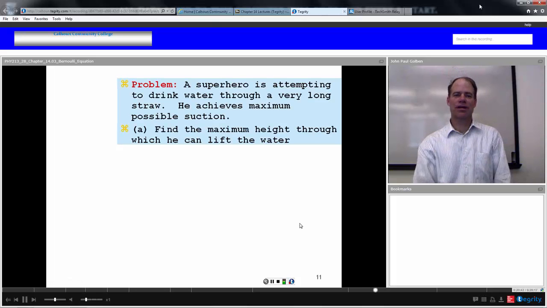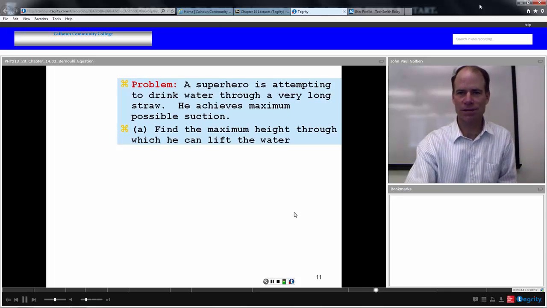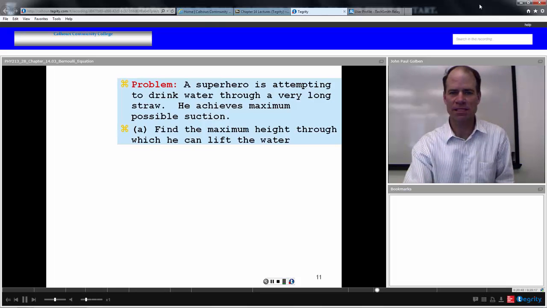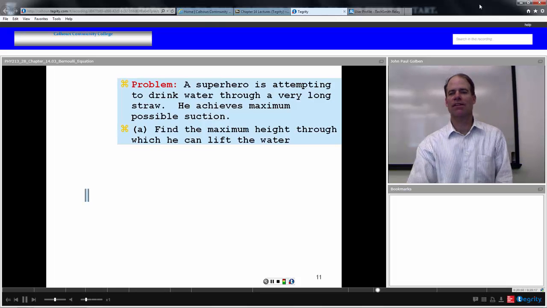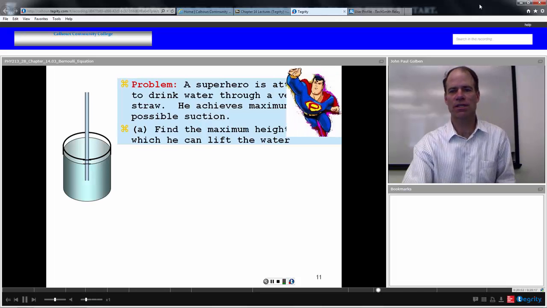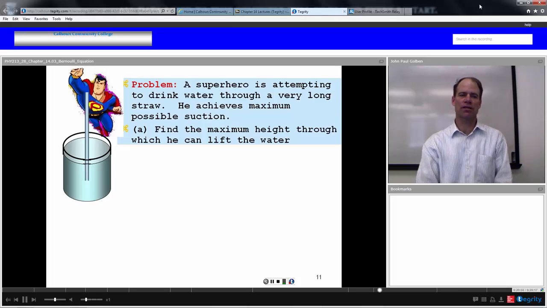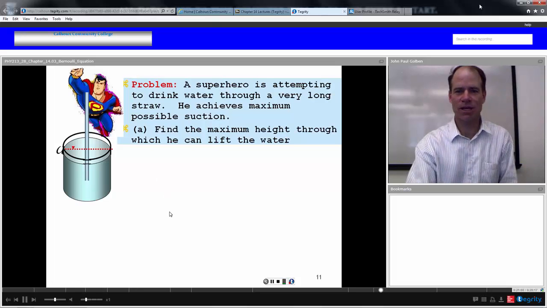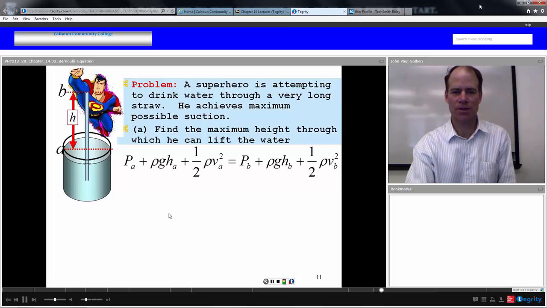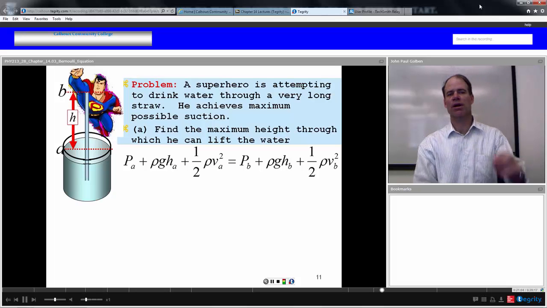Let's try another Bernoulli's problem. A superhero is attempting to drink water through a very long straw. He achieves maximum possible suction. Find the maximum height to which he can lift the water. We're going to bring in a superhero here, the super physics man, and we're going to see what he can do using Bernoulli's equation. Now we're going to compare 2 points in the fluid.